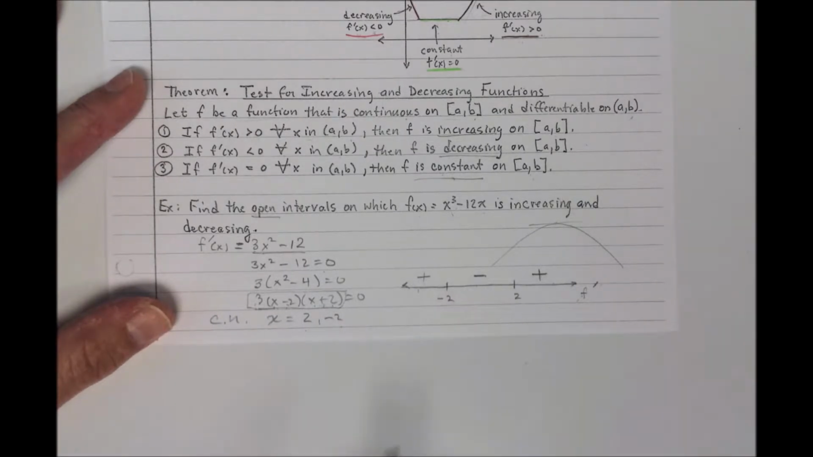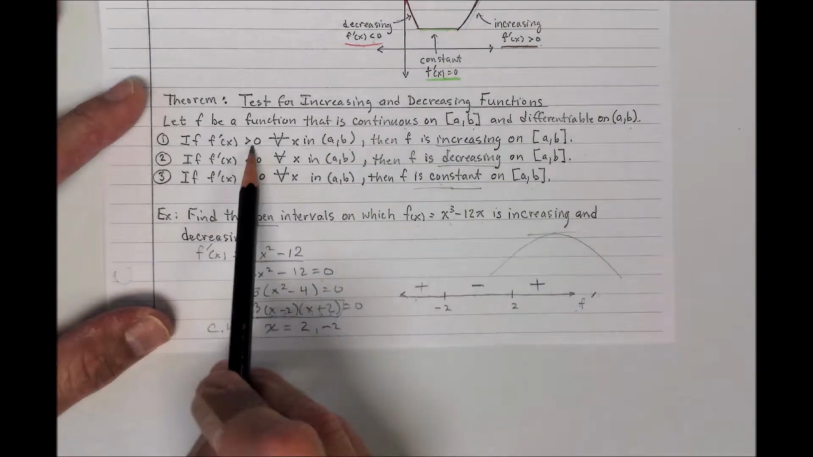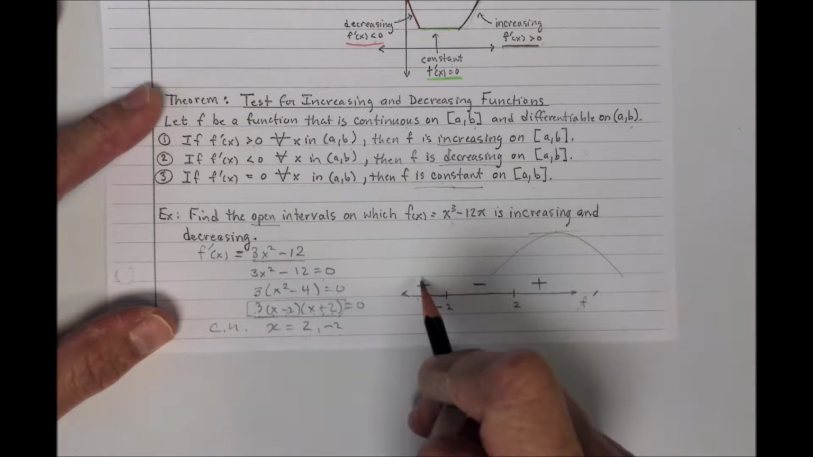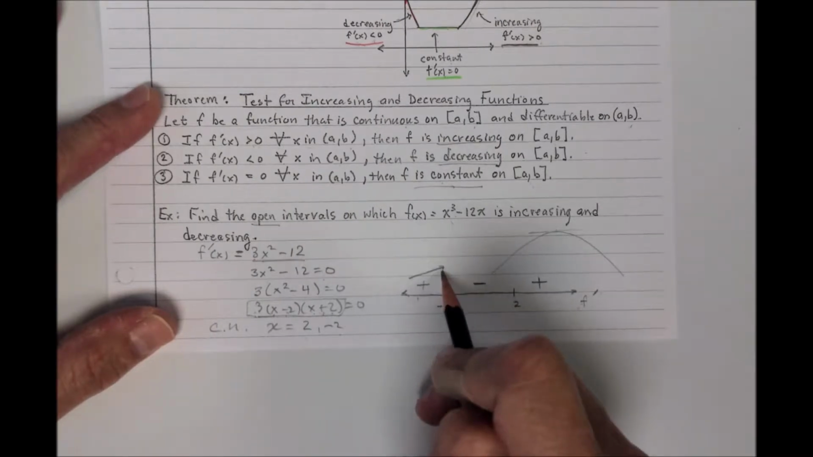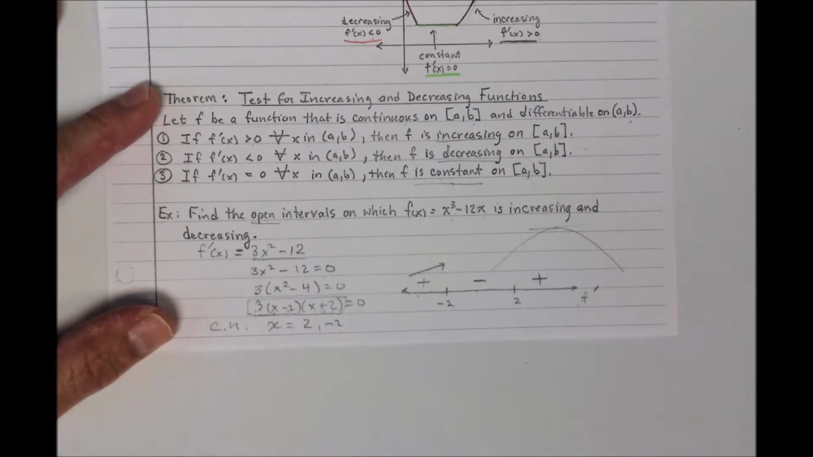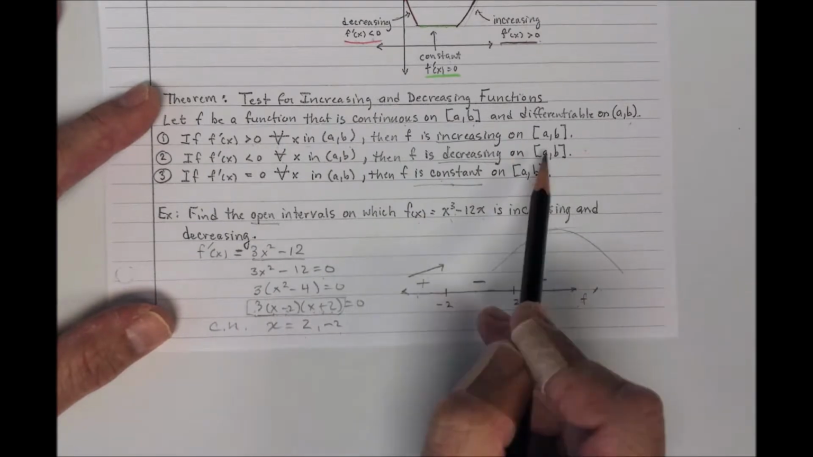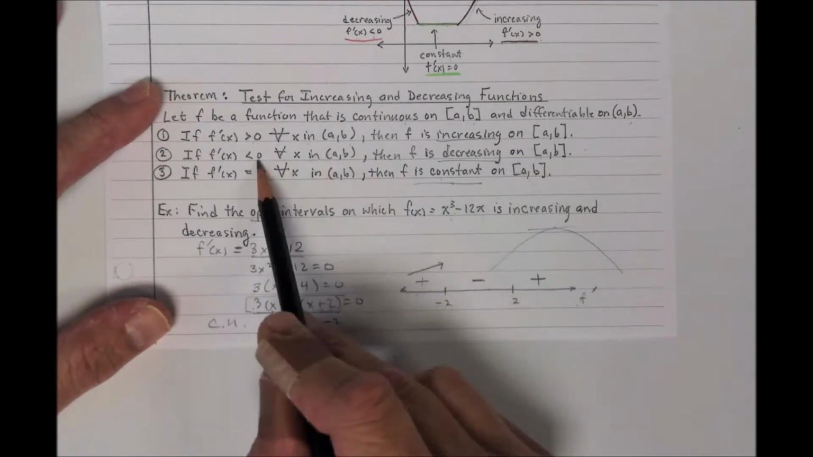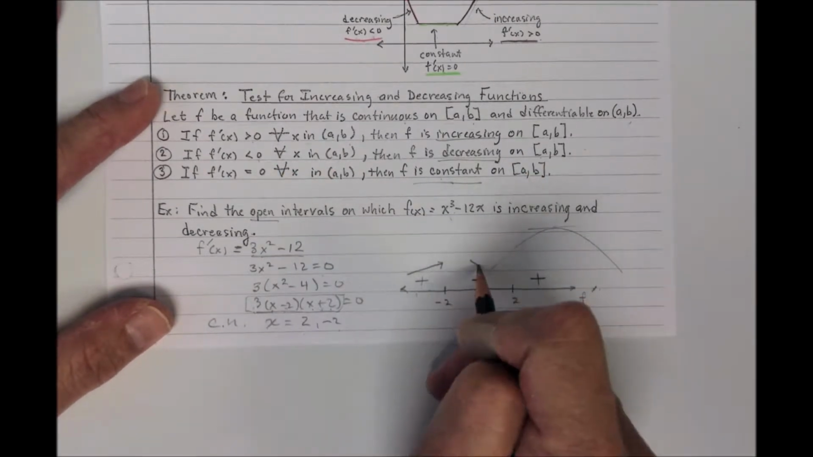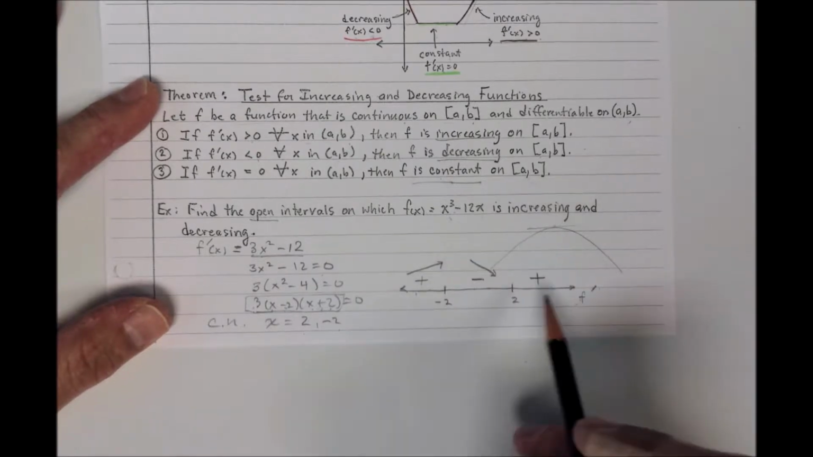Now, what does positive tell me? Positive tells me that it's increasing. So I put a little arrow that's going up and to the right to show me that it's increasing. Negative tells me it's decreasing. So I put an arrow like this. Positive tells me it's increasing.